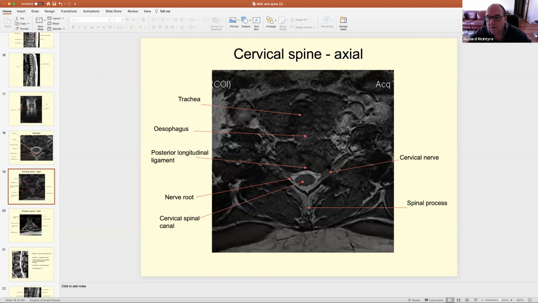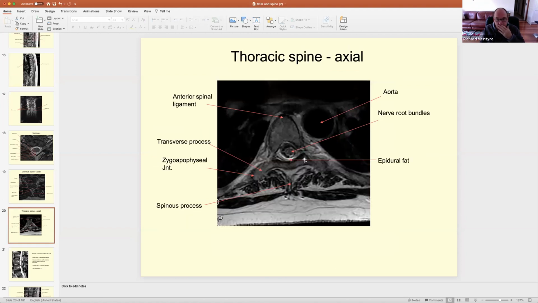We've got the cervical nerve and the spinous process. Okay. We can see those nerve roots. We can see the dorsal and the ventral nerve roots coming off, and we'd just be able to see the ganglion, before we lose the level of the nerve and it travels down through the canal.